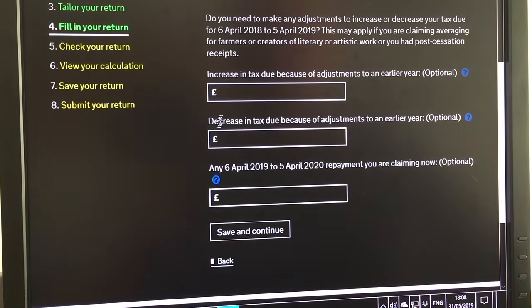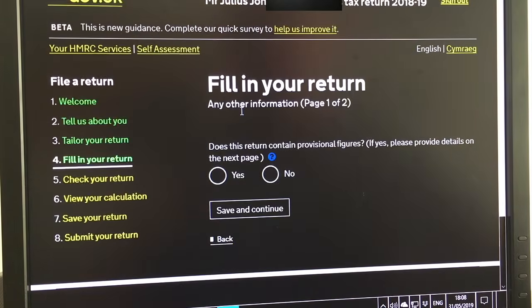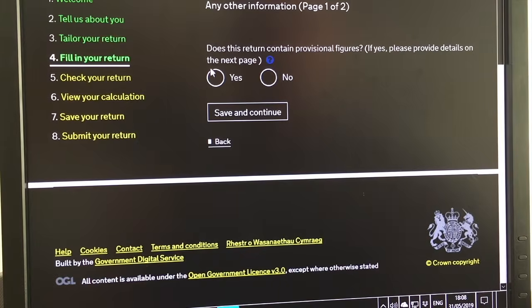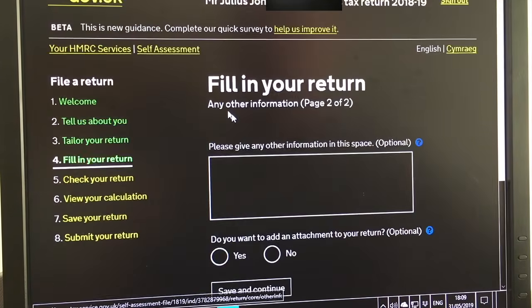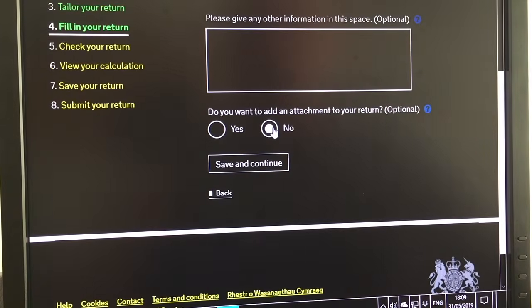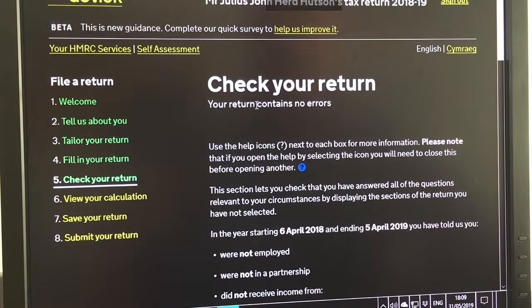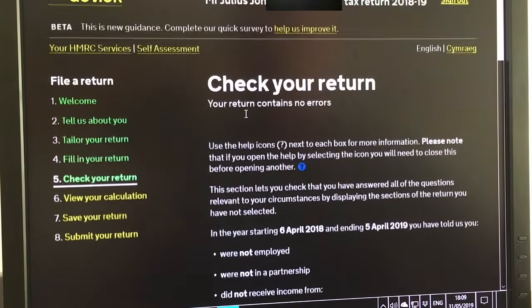Increase in tax, no, there's nothing there. Decrease in tax, you wouldn't put anything in there. Any 6th of April repayments? No. I'm just going to carry on with that. Does the return include any provisions or estimates? No. Is there any other information? No. Save and continue. Cool. There's a lot of it, isn't there?